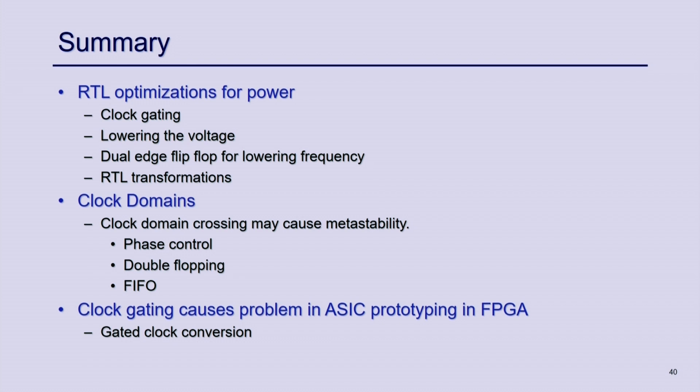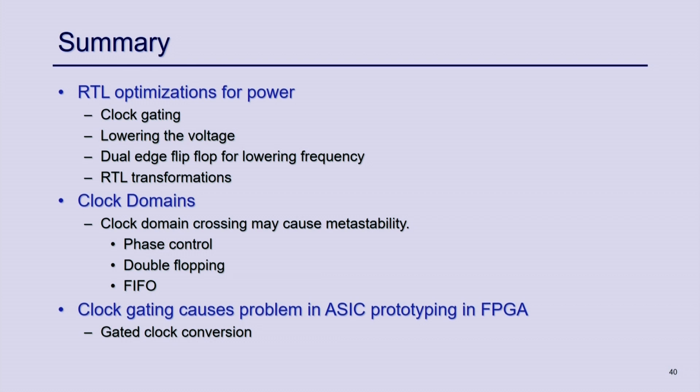So, in summary, today we have discussed several optimization and transformation techniques that are related to power. We discussed clock gating, lowering the voltage of your design, and dual edge triggered flip flops for lowering frequencies. We discussed different kinds of RTL transformation, like changing the multiplexer architecture, removing glitchy control signals, or connecting the clock to those glitchy controls, and integrated clock gating techniques. Those are techniques that improve the power consumption of your circuit.